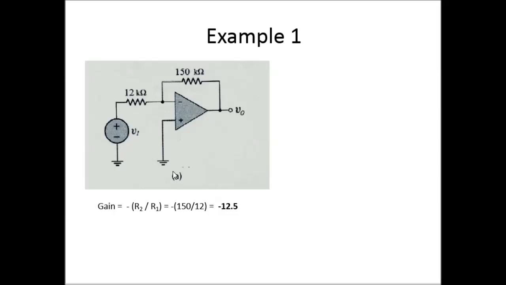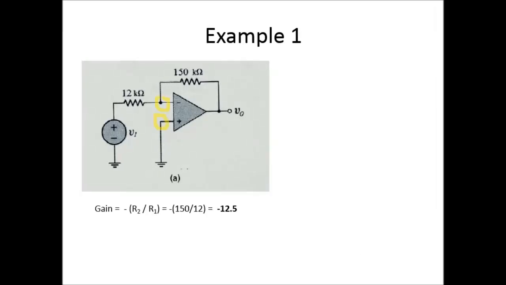Then you go back to basic by remembering the two characteristics. This node and this node must have the same voltage. Just remember the characteristic: these two must have the same voltage. And the second property is that there is no current going into your op-amp, so the current here is 0. That is the two properties for your op-amp.